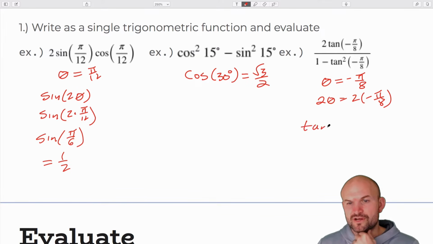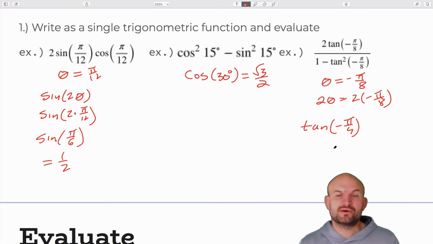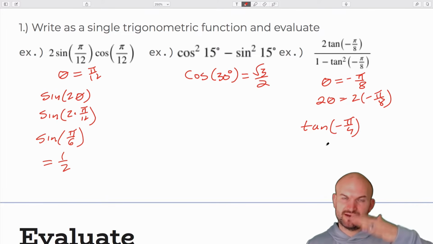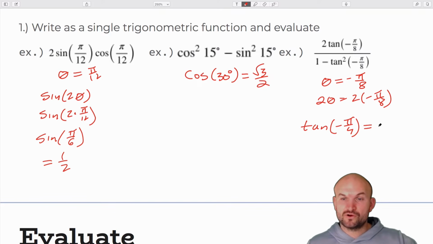So really what I'm trying to figure out is the tangent of negative pi over 4. Right, so that'd be the double angle. That's exactly what you're evaluating for. And then knowing the unit circle, negative pi over 4 is in the 4th quadrant. It's going to equal 1, but since it's in the 4th quadrant, it's going to be a negative 1.